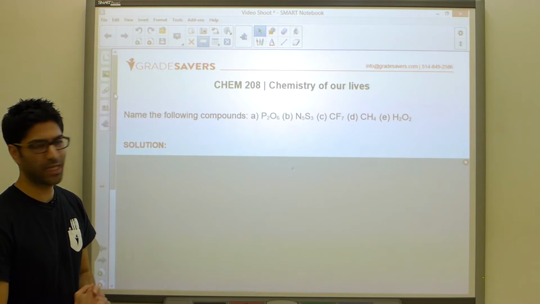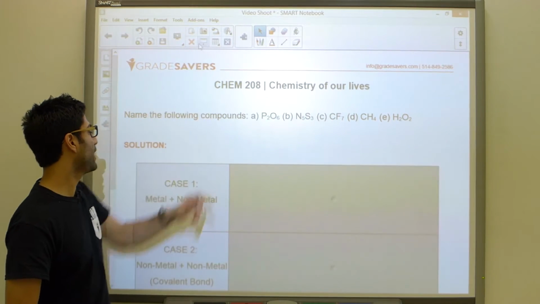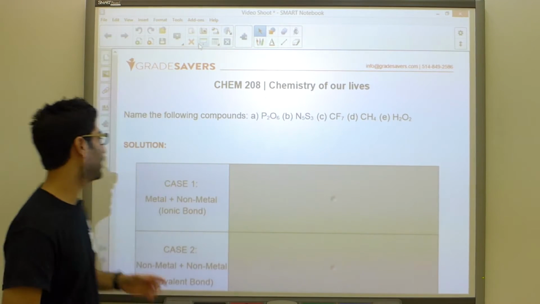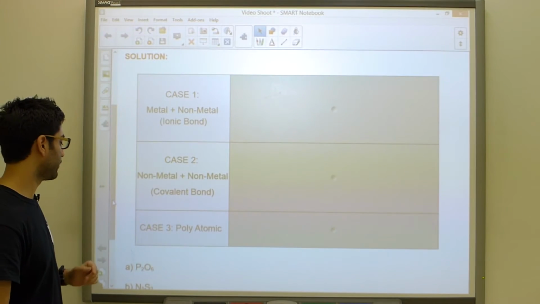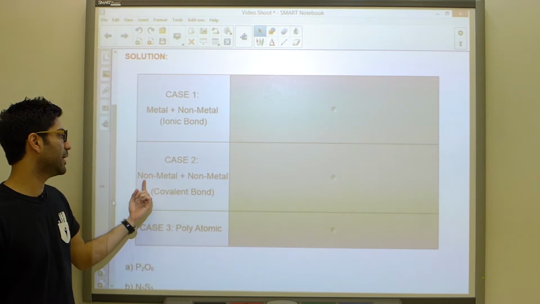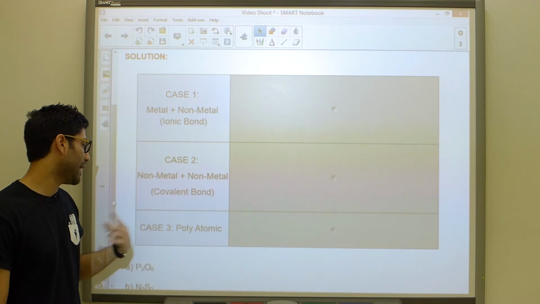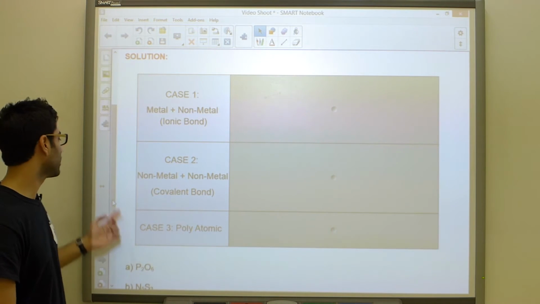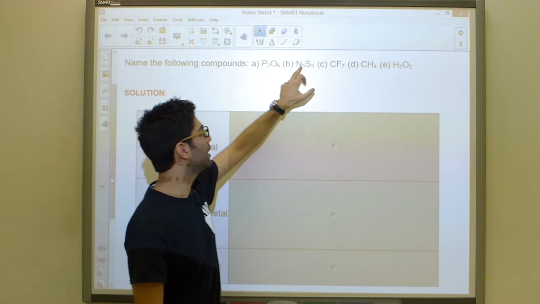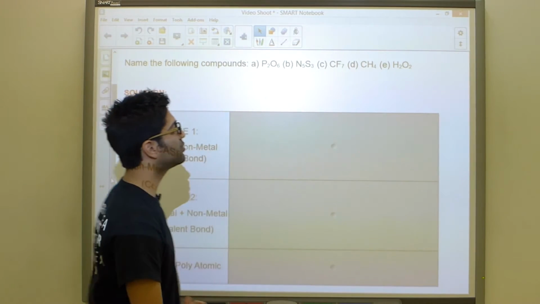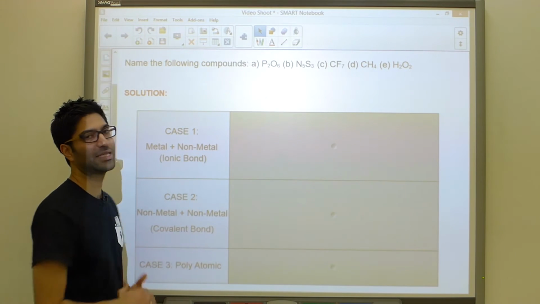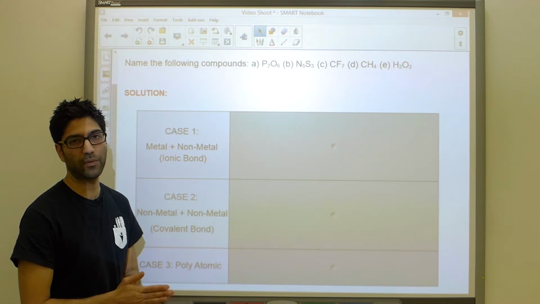So in order to name things, remember that we have to first take each one of these and classify them as being one of these three cases. So our first case would be a metal combining with a non-metal. Our second case would be a non-metal combination. And lastly, polyatomic. If we take a closer look at each one of these guys, you will notice that every single element present over here happens to be on the right side of the periodic table, right? It's to the right of the metalloids that we discussed earlier, which makes them nonmetals.